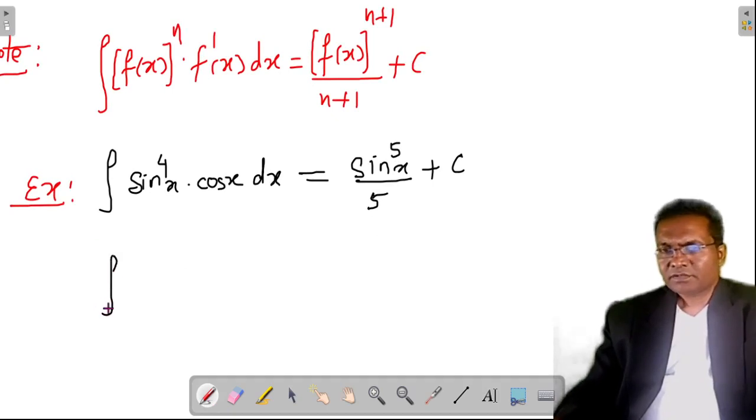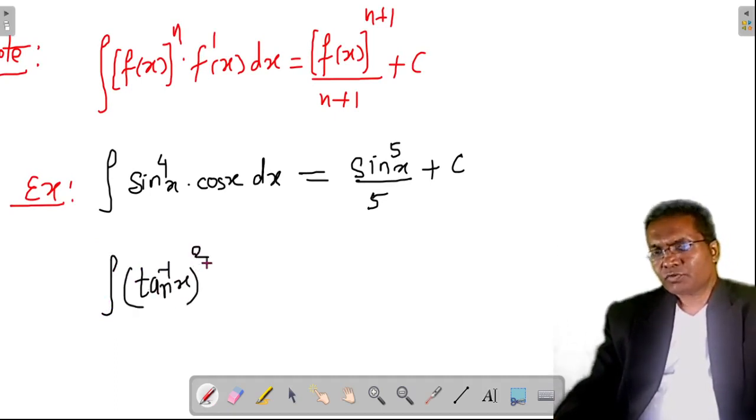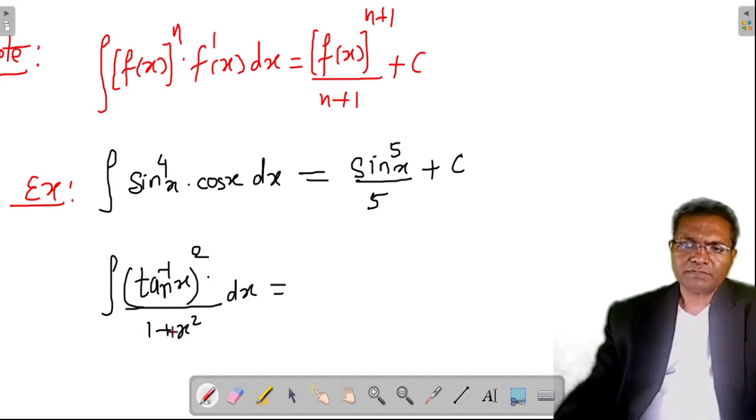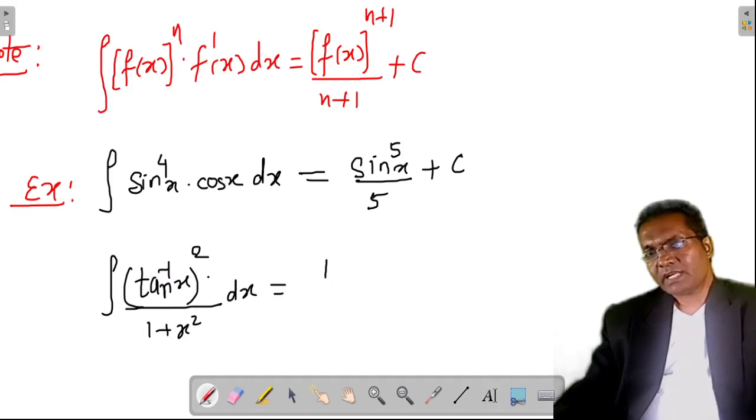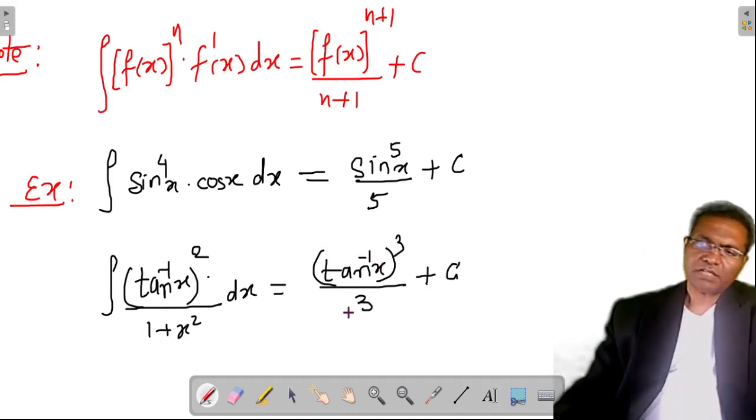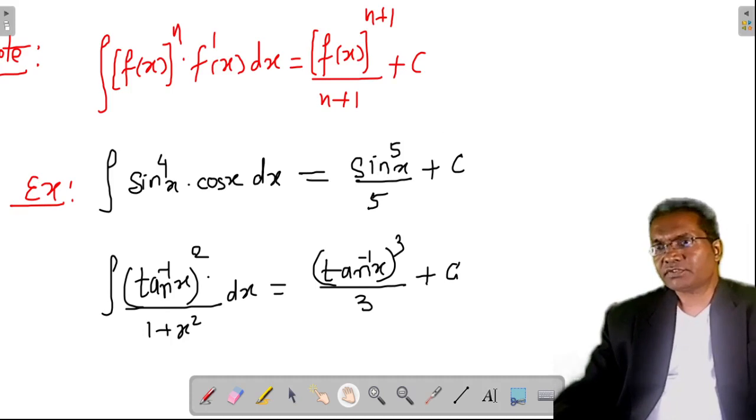Similarly, suppose you are having tan inverse of x whole square by 1 plus x square. Okay, so derivative of tan inverse x is 1 by 1 plus x square. So you can write it directly as tan inverse x whole cube by 3 if the situation arises. Otherwise you can do it by substitution. Put tan inverse x equal to t and do it as usual. But whenever the situation demands a quick result, you can make use of this.